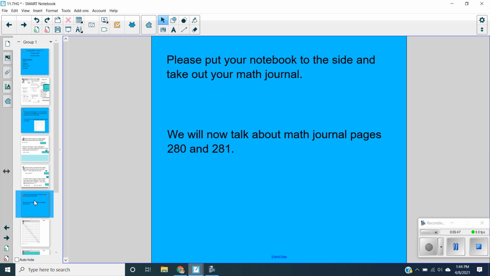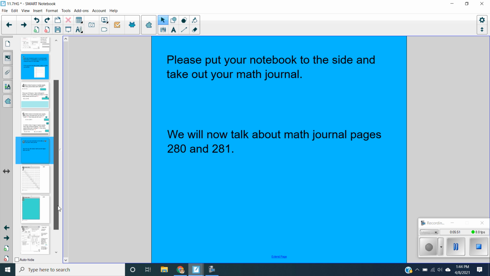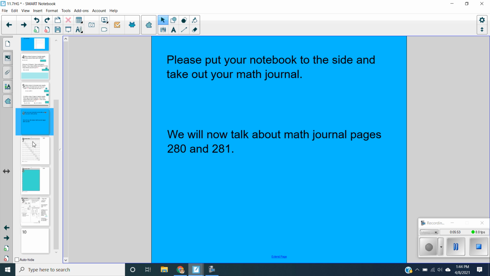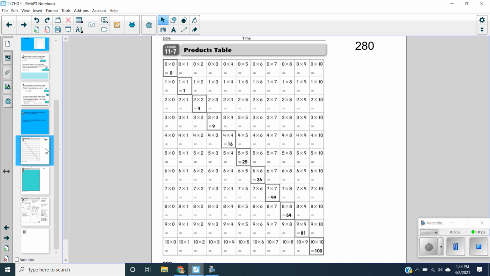For the next part of the lesson, you can put your notebook or your whiteboard to the side and we'll look at pages 280 and then 281. Page 280 looks like this, our products table. You can see that they did some of them for us. They filled out the square products for us. A square product is when a number is multiplied by itself.